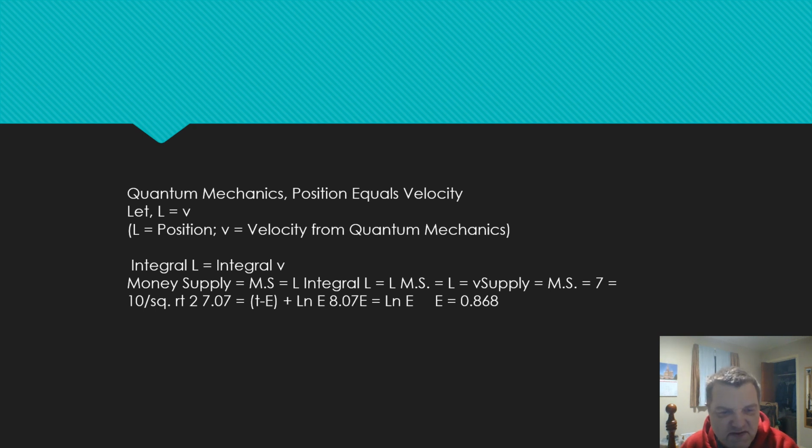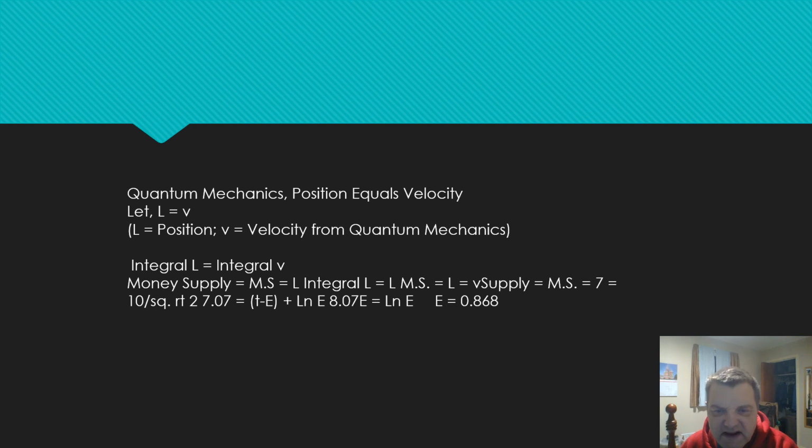We take the integral of both sides. We end up with the money supply, Ms, is equal to L times the integral of L, which is equal to L times the money supply, which equals L, which is equal to V times the money supply, which is equal to 7, which is equal to 10 divided by the square root of 2. That's 7.07, which is equal to T minus E plus the ln of E. 8.07 E equals the ln of E. E is equal to 0.868.